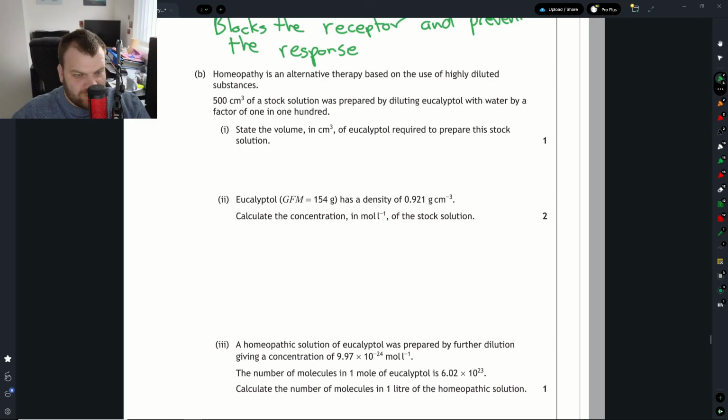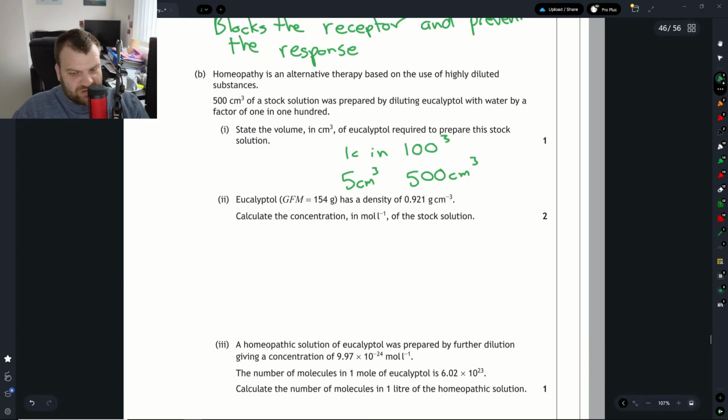In this one, we want to prepare 500 centimetres cubed of a stock by diluting it with water in 1 in 100. Therefore, if we're using 500 centimetres cubed, then we need 5 centimetres cubed. Then that's 1 out of the 100 for that. It's a bit straightforward. That would be the answer there, 5 centimetres cubed.